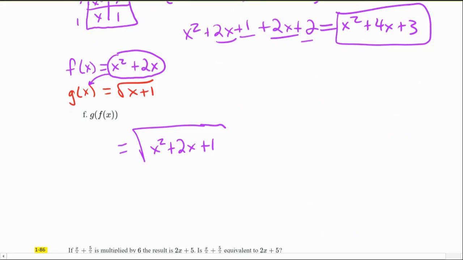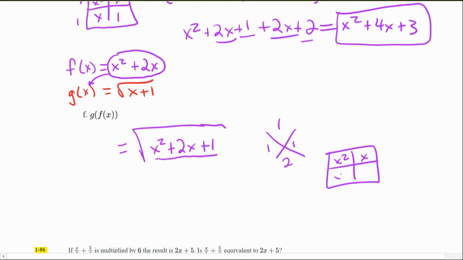All right, we're going to go f of x inside of g of x. So I'm going to plug in all of f of x wherever I see an x. So what that means, I'm going to take the square root of x squared plus 2x plus 1. And I'm going to go ahead and factor this. So what multiplies to 1 that adds to 2? Okay, then I'm going to put this in a box. x squared, x, 1.